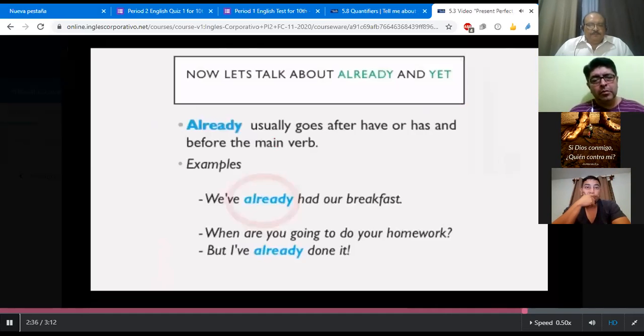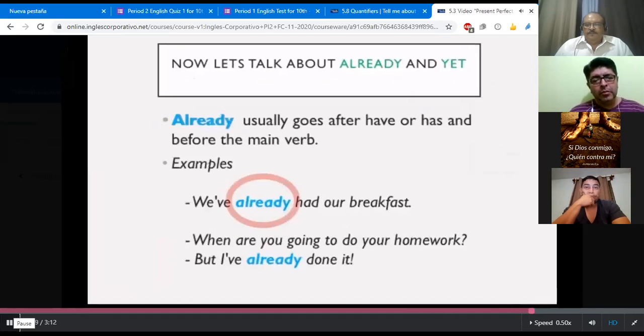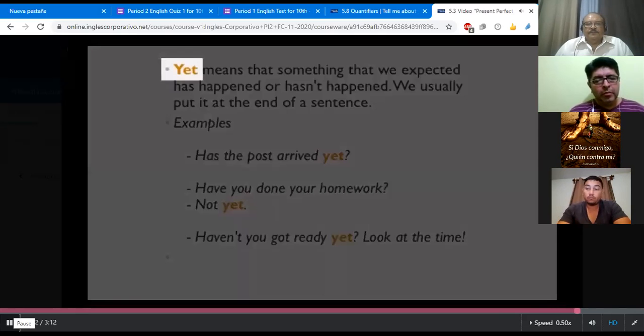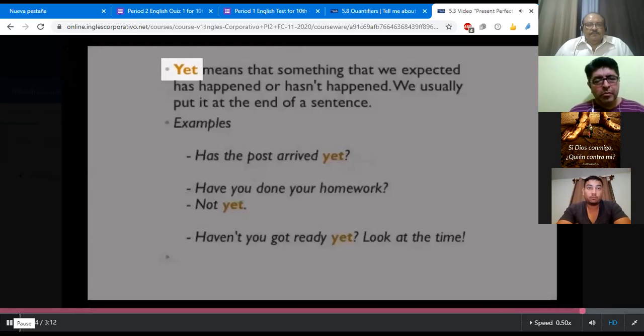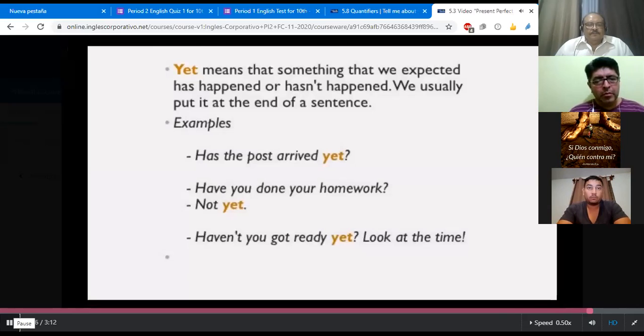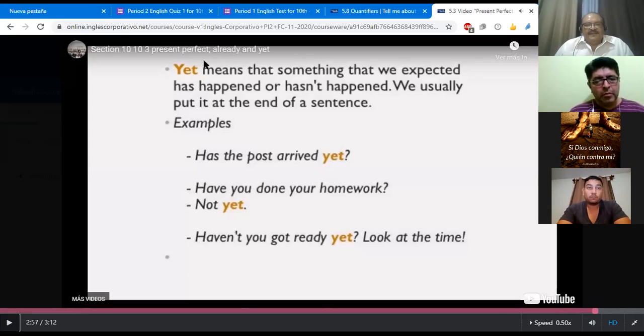Now let's talk about already and yet. Already usually goes after have or has and before the main verb. Examples: we have already had our breakfast. When are you going to do your homework? But I've already done it. Yet means that something that we expected has happened or hasn't happened. We usually put it at the end. So when we say yet, it's because we expect that this one is finished.